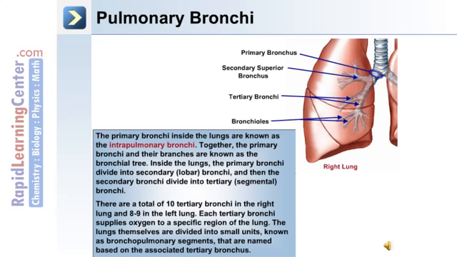Inside the lungs, the primary bronchi divide into secondary or lobar bronchi, and then the secondary divide into tertiary or segmental bronchi. There are a total of 10 tertiary bronchi in the right lung and between 8 and 9 in the left lung. Each tertiary bronchus supplies oxygen to a specific region of the lung. The lungs themselves are divided into small units known as bronchopulmonary segments. These are named based on the associated tertiary bronchus.